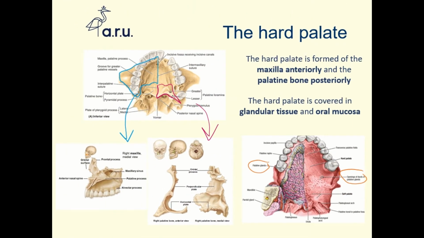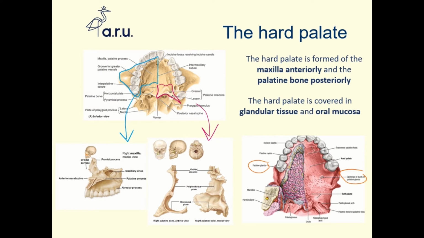So what are the bones forming the hard palate? For that, let's take the help of this illustration over here. Here you're looking at the roof of the oral cavity. So in other words, what I'm trying to say is that you're looking at the hard palate from underneath. The hard palate is formed of two bones, the maxilla anteriorly and the palatine bone posteriorly.